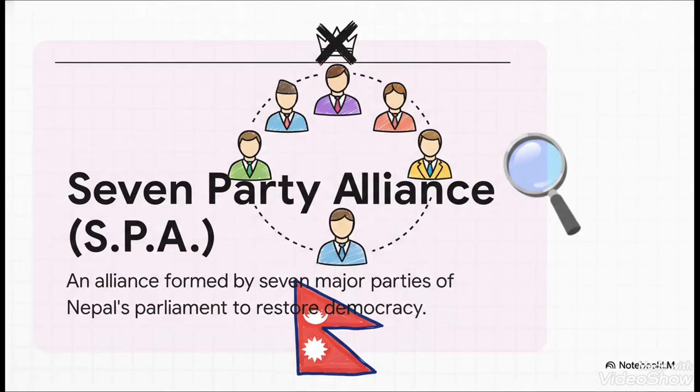Next, question 11 is a definition. It's about the Seven-Party Alliance, or SPA. Now, for a one-mark question like this, all you need is one solid sentence. You just have to say it was an alliance formed by the 7 major parties in Nepal's parliament, and their whole goal was to restore democracy. That's it, a perfect one-mark answer.